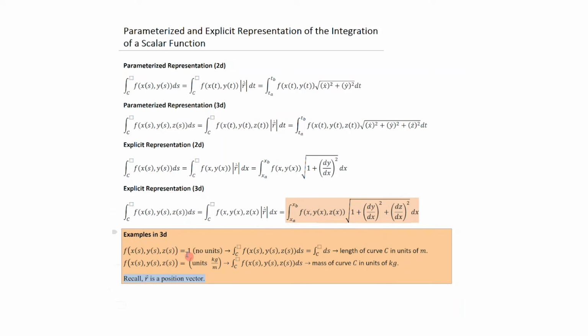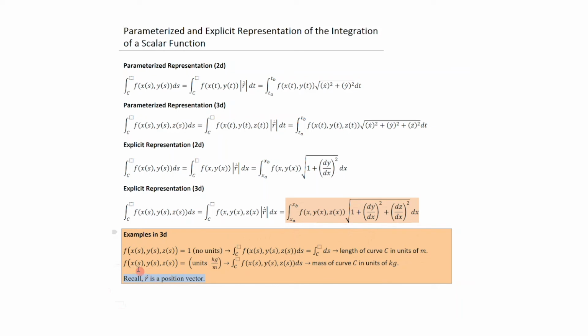So, for example, here's an example in 3D. If this is equal to 1, let's say with no units, then this just becomes ds, which is the length of a curve, c, in units of meters. And so how would you implement this? You go back to, if this were 2D, or as if this is 3D, you go back here, this will be 1, and you're just integrating this, dx.